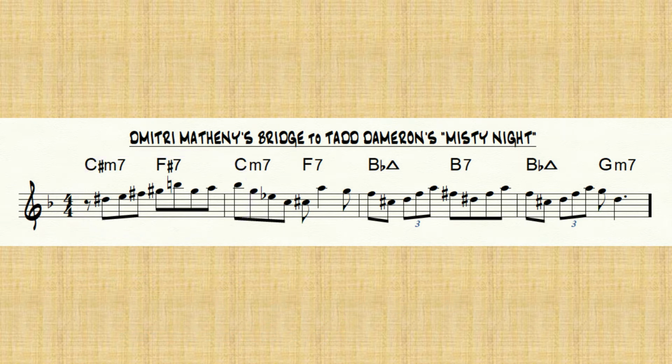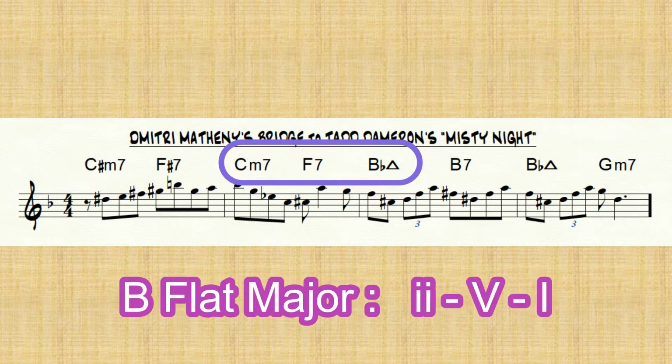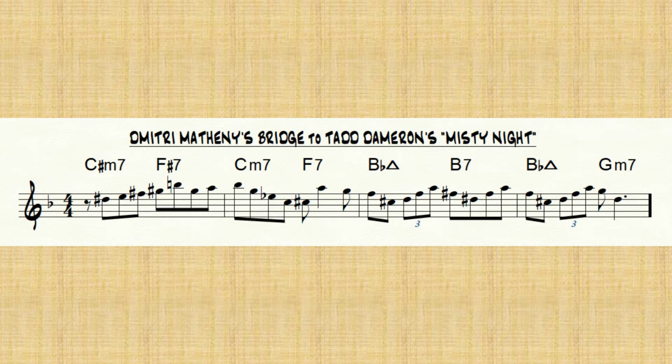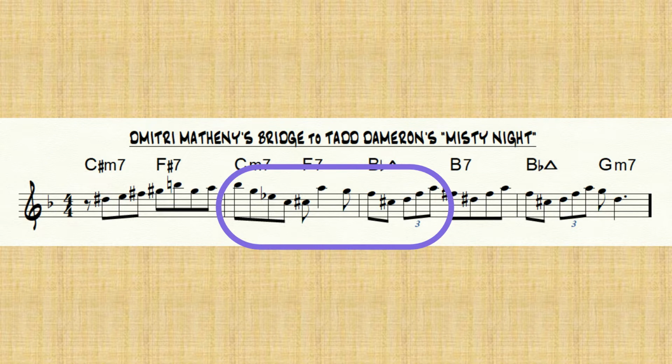Now let's look at the next 3 chords, C minor 7, F7, B flat major 7. They look like a 2-5-1 in B flat major. Once again, we see a group of 12 melody notes which sound as if they fit into the key of B flat major. And again, this is part of a common bebop lick.